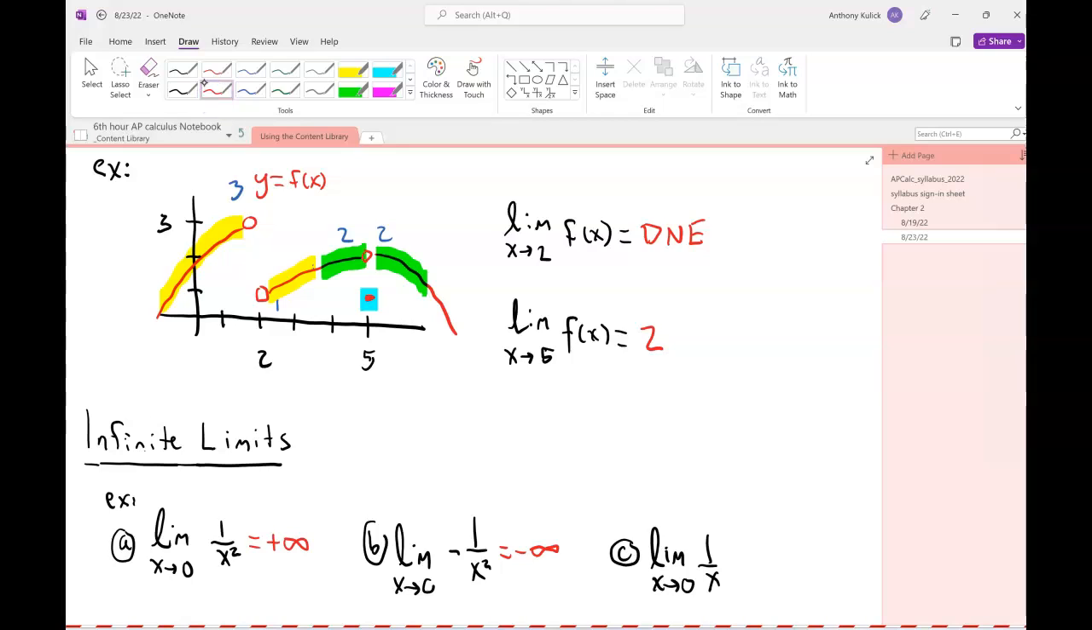Let's think about this one, though, for a second, before we start graphing. What do we think this limit is going to be? The limit as x approaches 0 of 1 over x. Paul? So Paul says negative infinity.